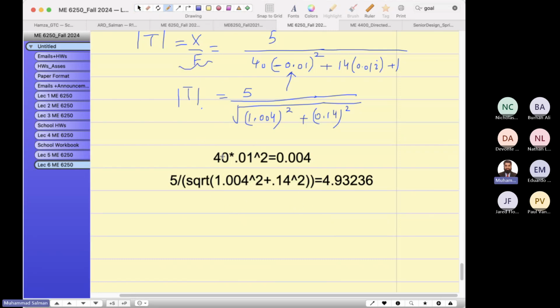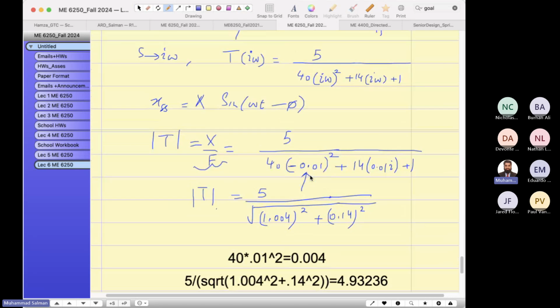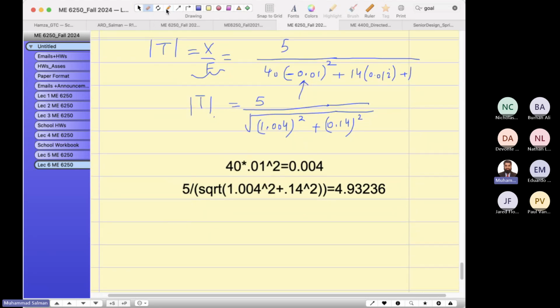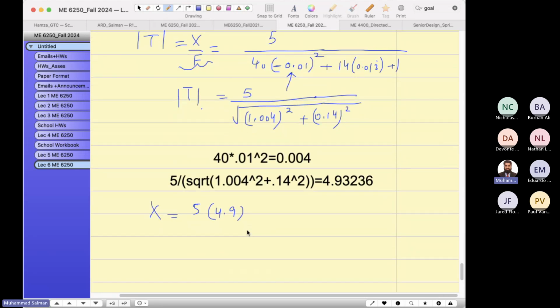And now this is equal to x over f. So the displacement, I should have written here x over f times. So this is my x over f. And now what is x equal to? x over f equals 5 times 4.9, correct? That is my x.